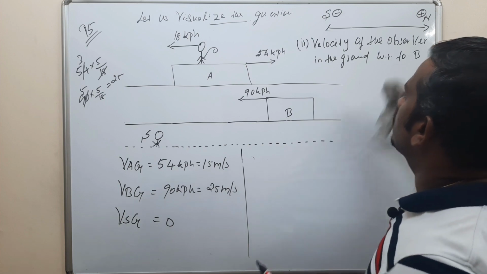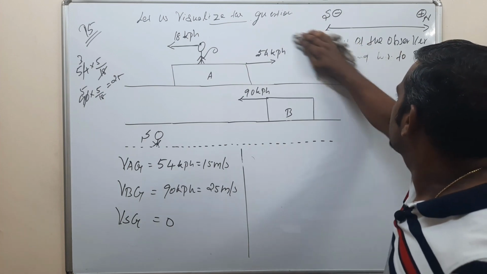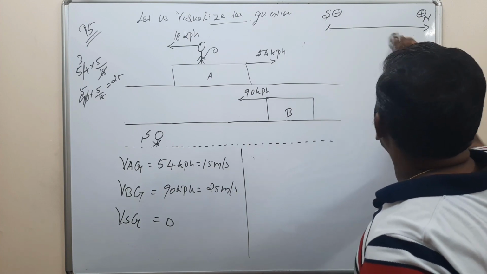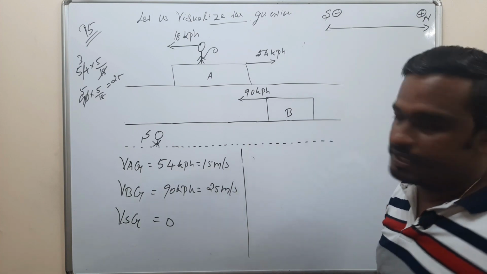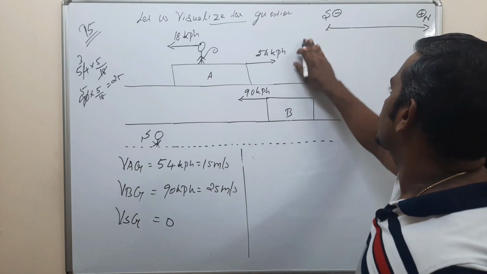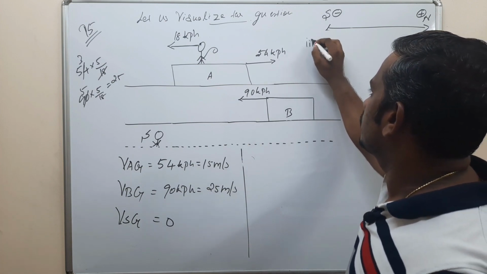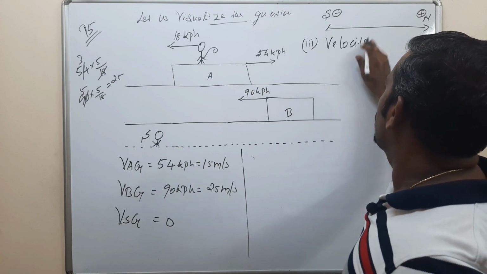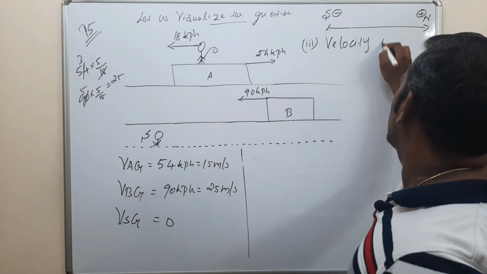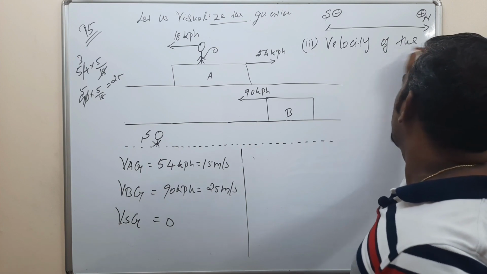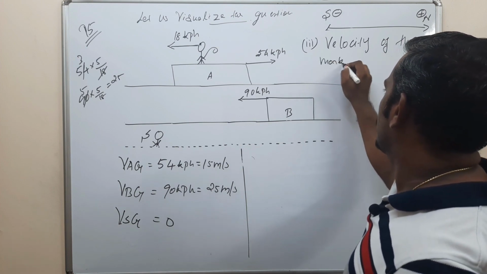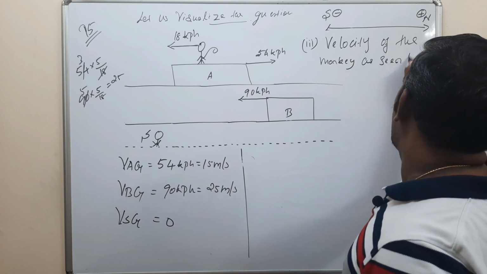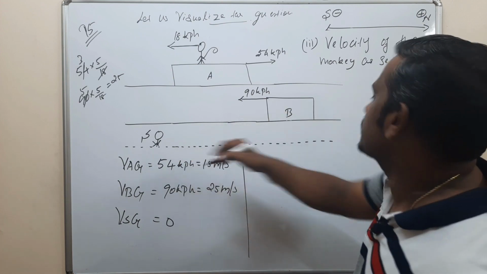Then the third thing we have to find is the velocity of the monkey as seen by this observer.